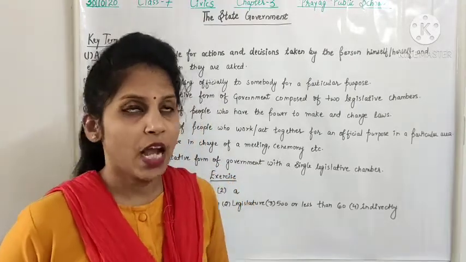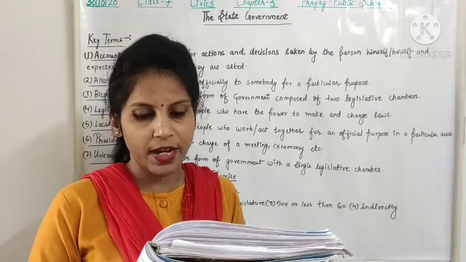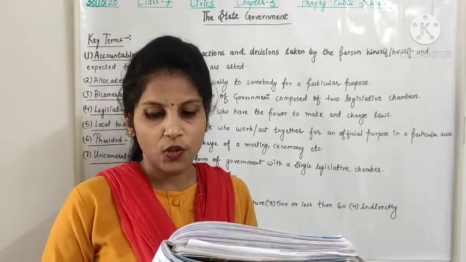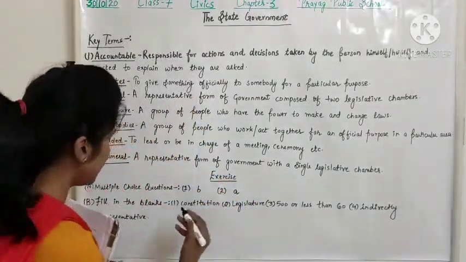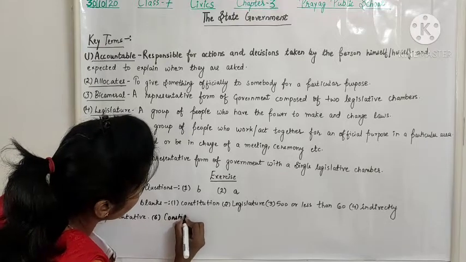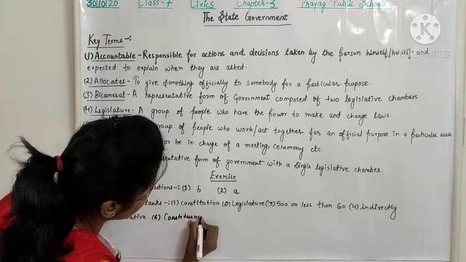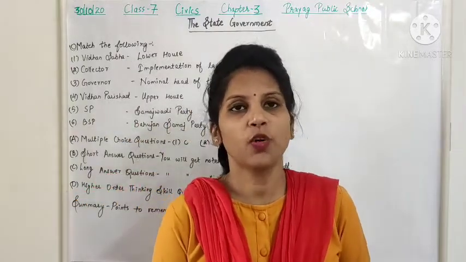Okay, now question 6, for the sake of election, states are divided into smaller areas known as, so the right answer, answer number 6 is constituencies. Constituencies. Okay, question C is match the following.